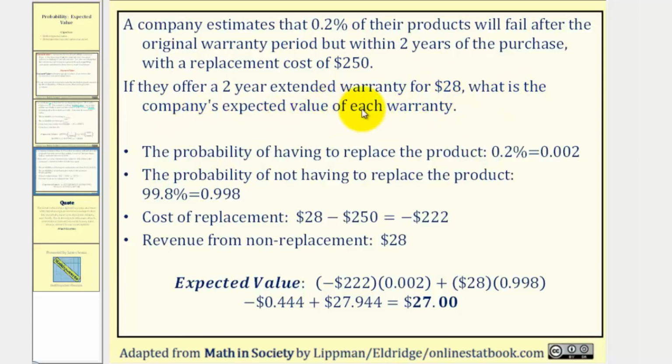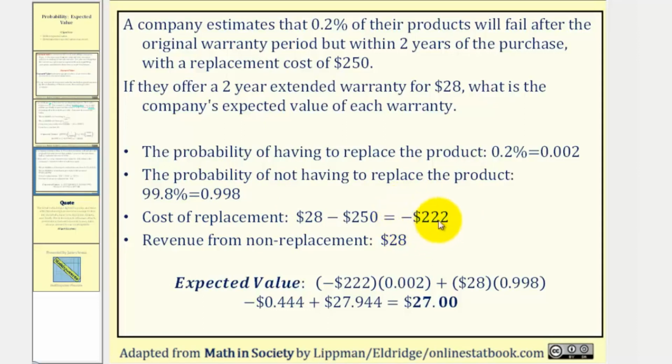So we're thinking of this as if we are the company, which means the probability of having to replace the product would be 0.2%, or as a decimal, 0.002, which means the probability of not having to replace the product would be 1 minus 0.002, or 0.998, or 99.8%. Next, the cost of replacement under warranty would not be $250, it would be the cost of the warranty minus the replacement cost. So notice how the true replacement cost for the company is $222.